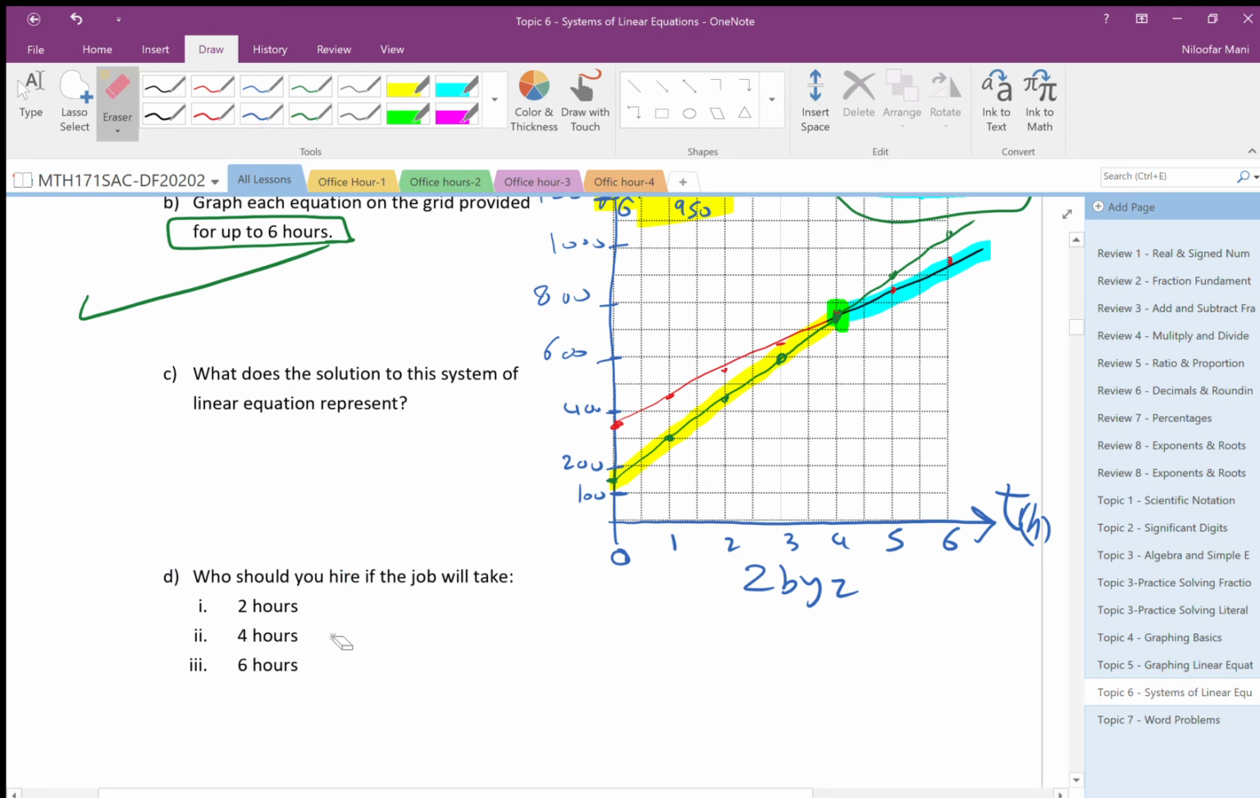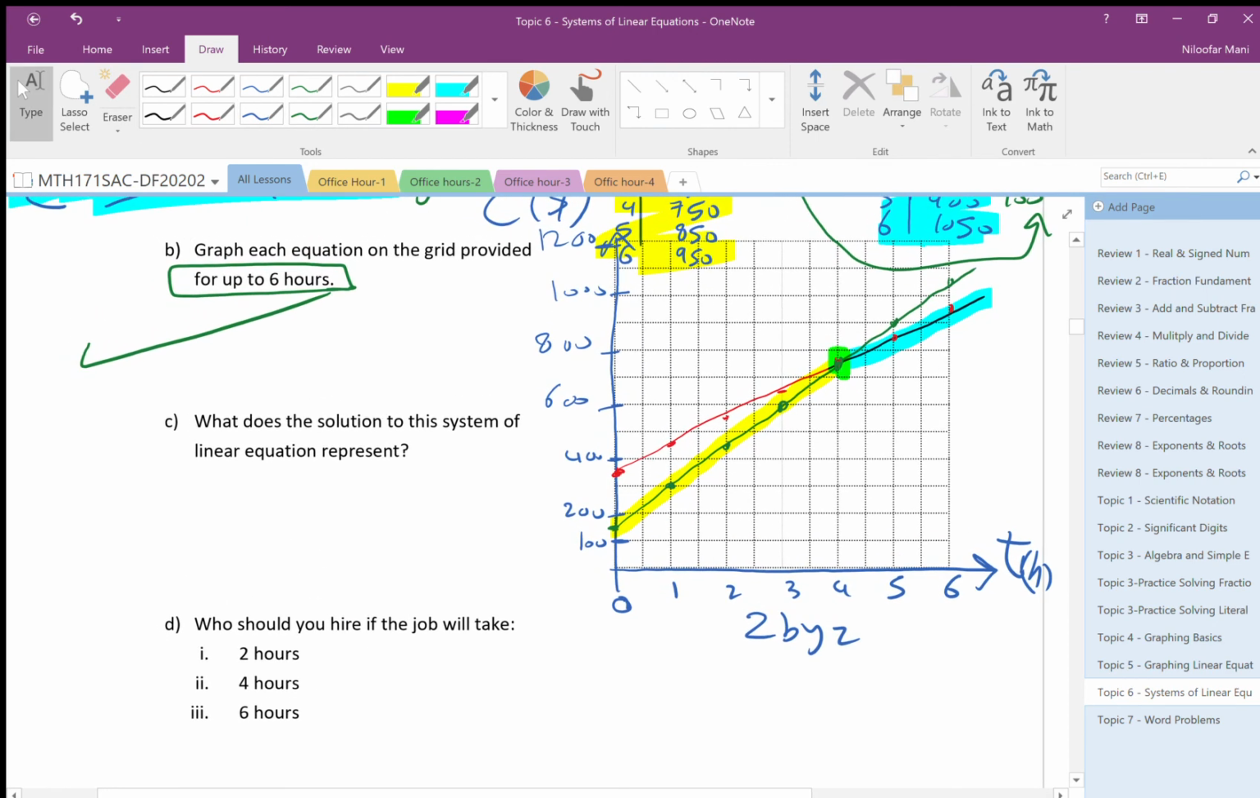So who should you hire for 2 hours? Helpful one, because when I look, I see the helpful one is lower. For 4 hours, it doesn't matter, both of them are the same, because it's exactly the intersection point. It means for 4 hours, the cost is the same for both of them.